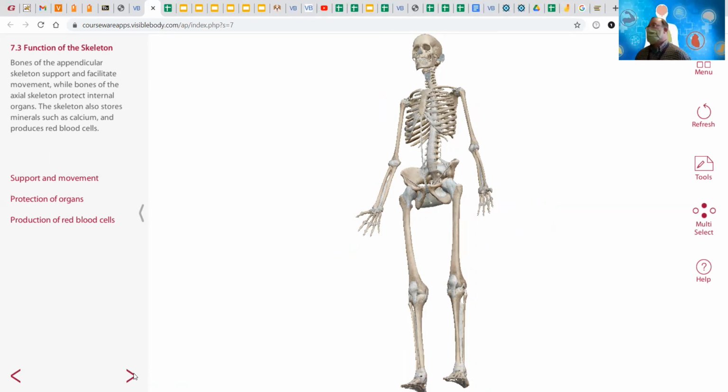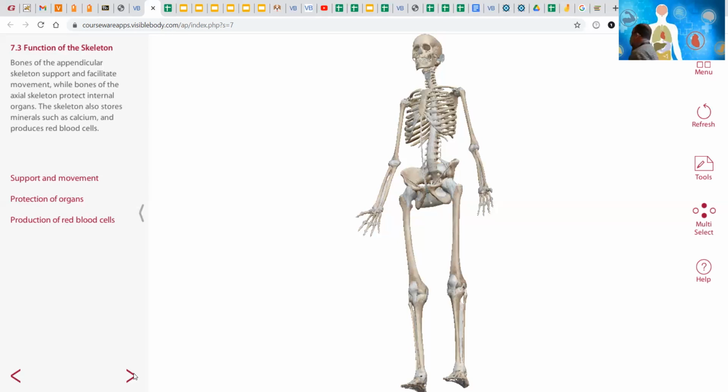So certainly support and movement go hand in hand. The skeletal musculature is attached to these bones, and it provides the movement aspect across the joints. And then the support aspect: without the skeletal system, we'd probably be a little puddle, or maybe a big puddle, on the ground. Because of their dense and hard nature, we're able to have support of the entire body structure.